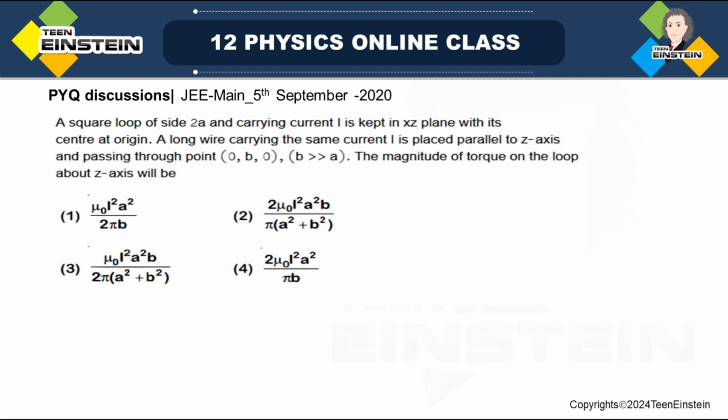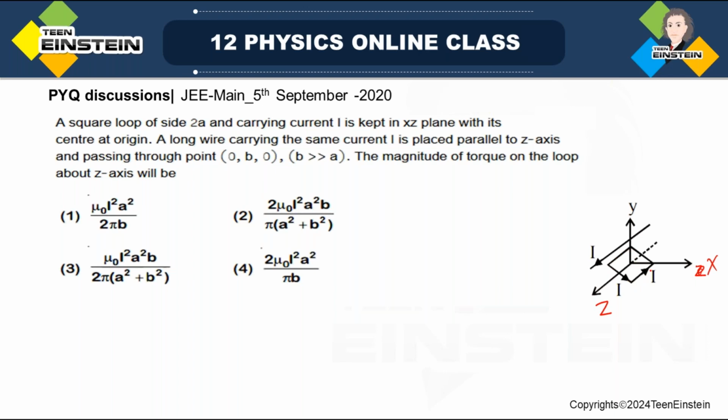So this was option D. Now we'll try to solve another problem. It is given a square loop of side 2A carrying current I, kept in the XZ plane. Let me show you what the XZ plane is. Suppose this is your Z, I'm sorry, this is X, and this is Z.